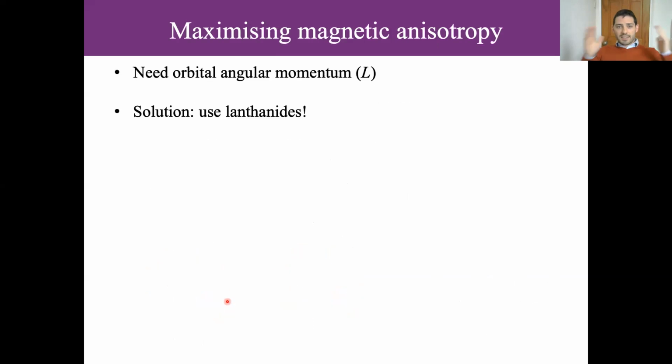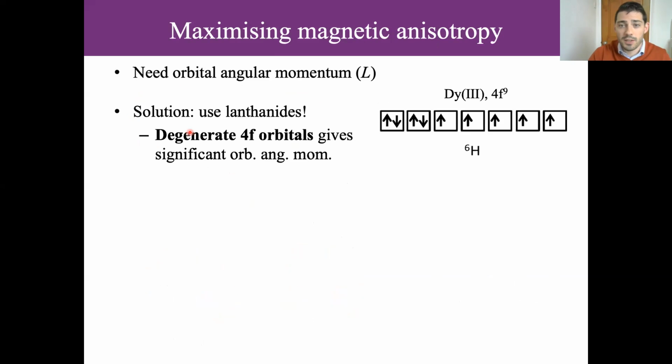Okay, so we need to get some large orbital angular momentum, that's L, that we're going to use in this notation. And so the solution that's prevailed over the last 10 years or so is to use the lanthanides. Okay, and that's because in the lanthanides, more or less invariant of their chemical environment, we have degenerate 4f orbitals. And so this gives you a significant orbital angular momentum in the ground state. So for the example of dysprosium-3, which is a 4f9 complex, we have 5 unpaired electrons, and an L of 5, which corresponds to the term symbol H. And so this is a significantly large orbital component, along with a significant spin angular momentum.